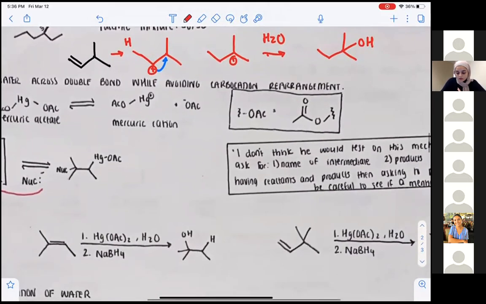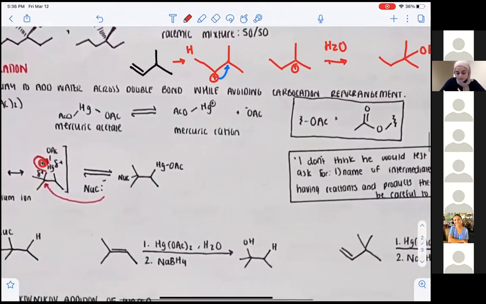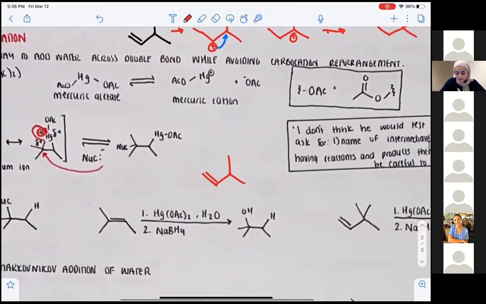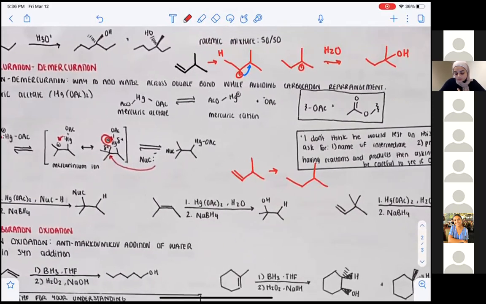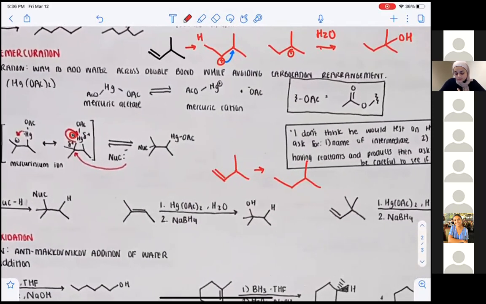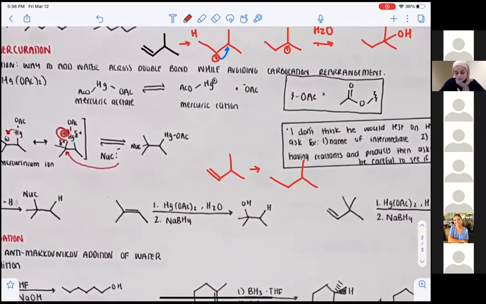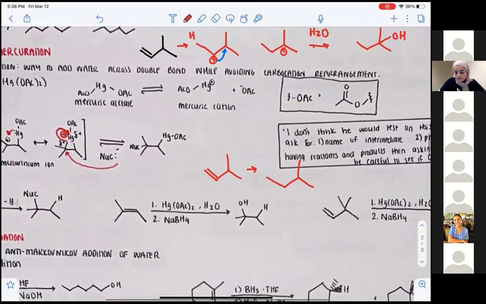But for this one, let's say that we're starting with something like this. What seems to be happening, I think our product would look different, question mark, because you wouldn't have rearrangement. So I believe that our product would just look like this.